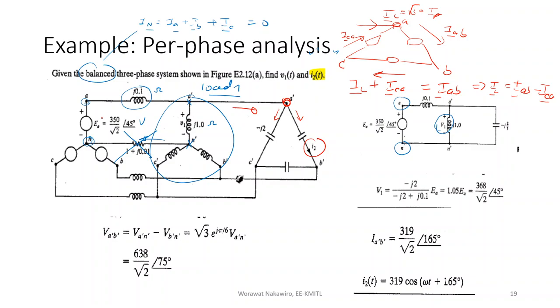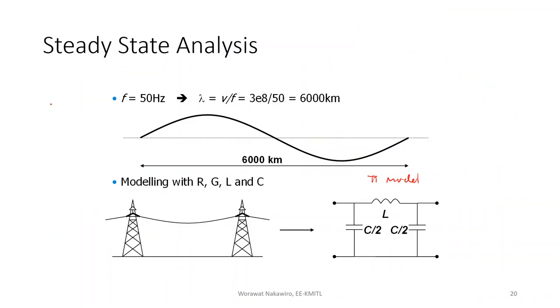Now you can go back a little bit. You can observe that when people say this is 350 divided by root 2, it means that in the time function, that is 350 cosine(omega t plus 45 degrees). Remember, the small letter and capital letter do matter in calculation. The small letter always represents a time function, whereas the capital always represents the same quantity in the complex domain, or phasor domain.